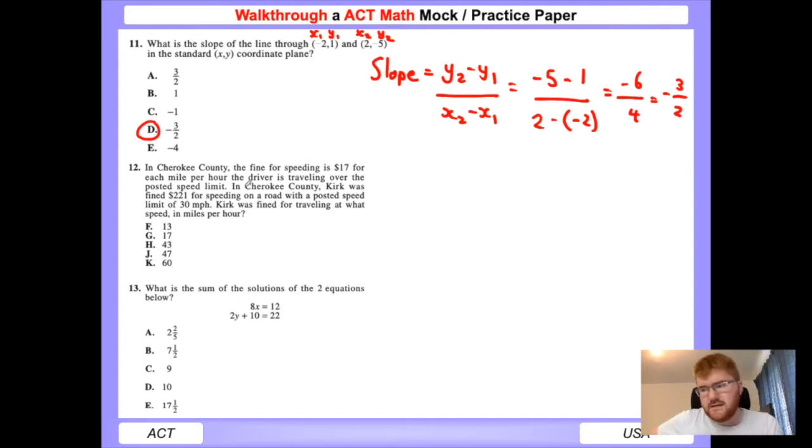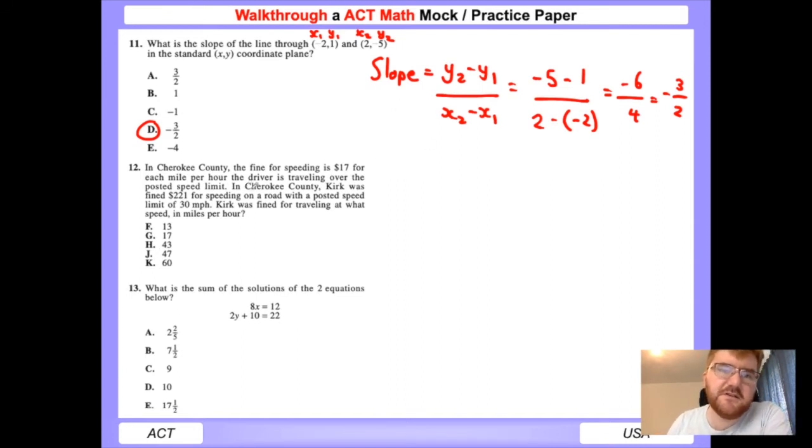I like these kinds of questions, like question 12. They get you thinking a little bit more than just our basic operations. So in Cherokee County, the fine for speeding is $17 for each mile per hour the driver is travelling over the posted speed limit. In Cherokee County, Kirk was fined $221, sounds like Captain Kirk, for speeding on the road with a posted speed limit of 30 miles per hour. Kirk was fined for travelling at what speed in miles per hour?